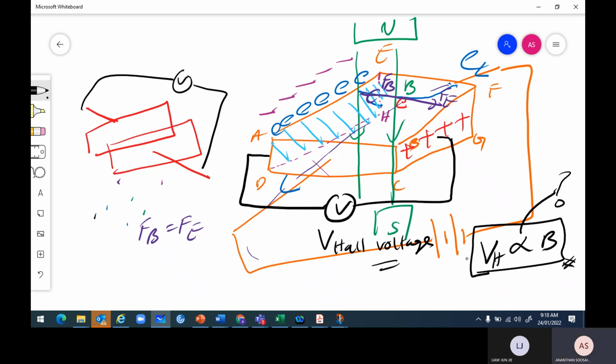Okay. So now we're going to discuss how they got that the Hall voltage is proportional to B. Okay. In the exam, this could be one structured question.